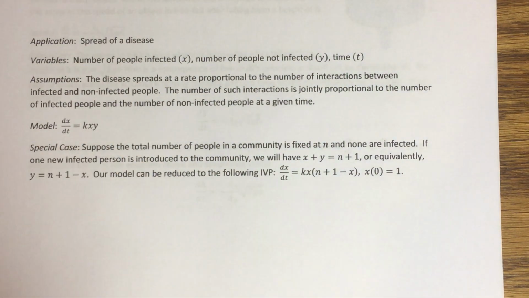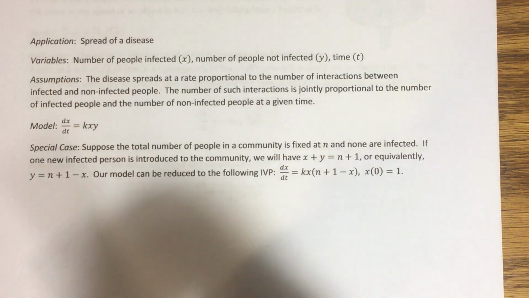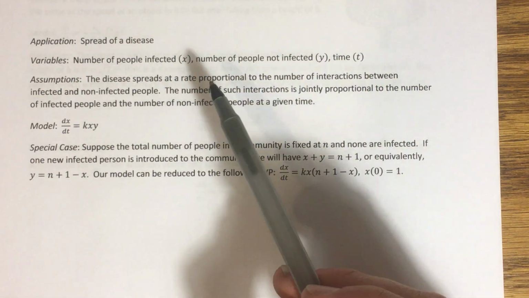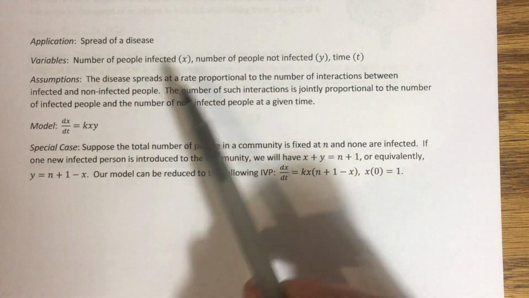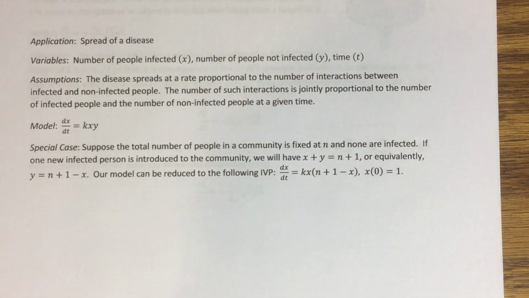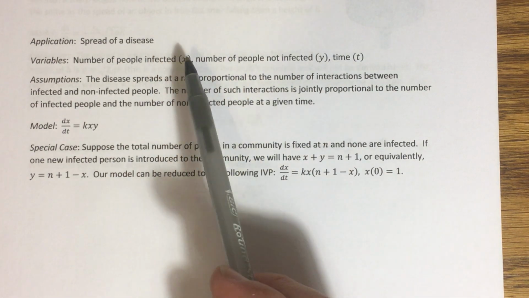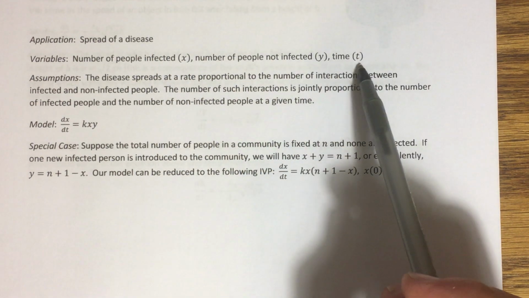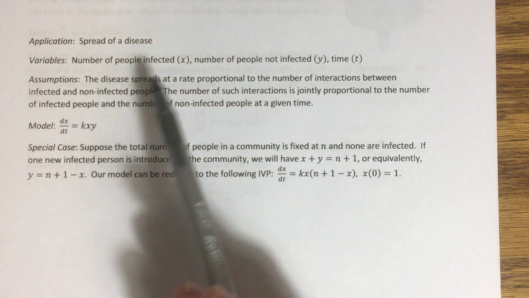We have the rest of the population, people who are not infected, we'll call that Y. And then we have time. As time passes, some of these non-infected people will become infected, and so these quantities are going to change. What assumptions would be reasonable to make if we're trying to come up with a model for the number of infected people at a given time? So we're trying to solve for this function x, which is a function of t. What's a reasonable assumption to make there?